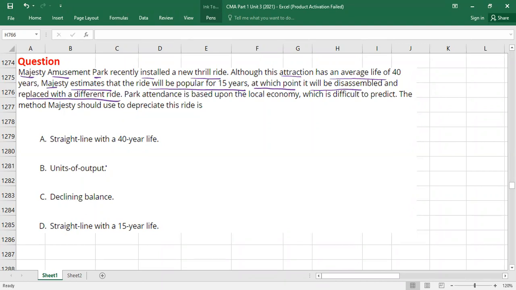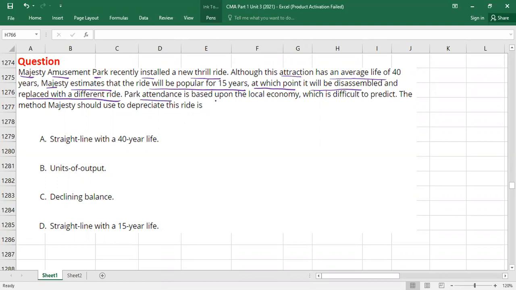What do they feel, will it last for 40 years or for 15 years? It will last for 15 years and then it needs to be replaced. So obviously it should be depreciated over 15 years, rather than 40 years. Right or wrong? So this is the question.